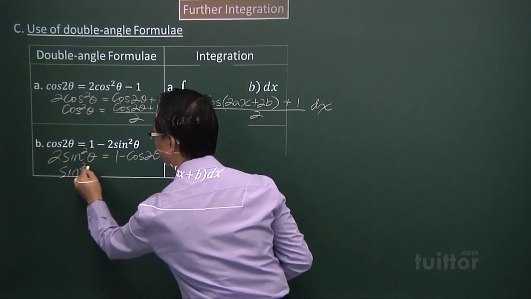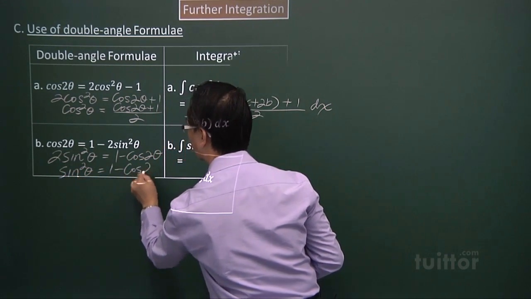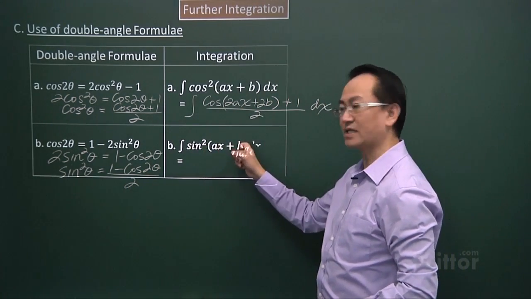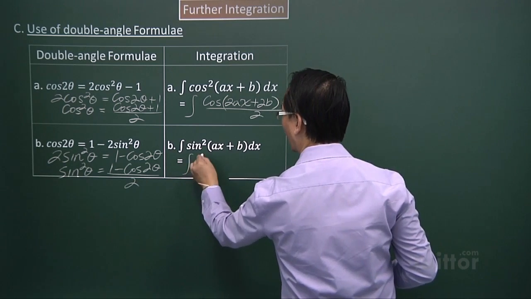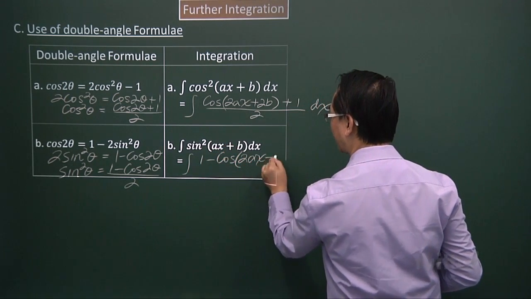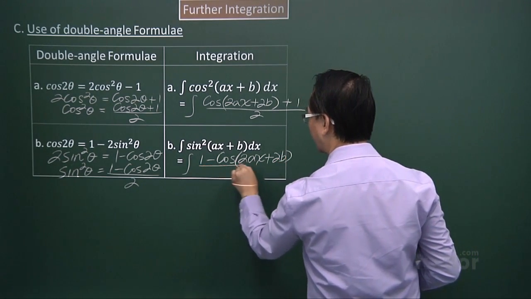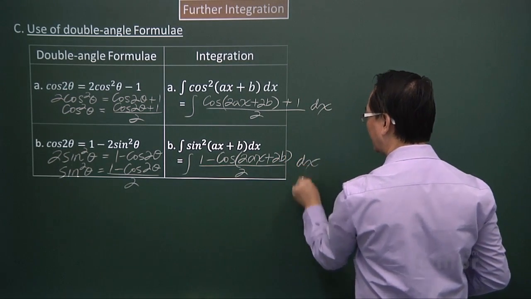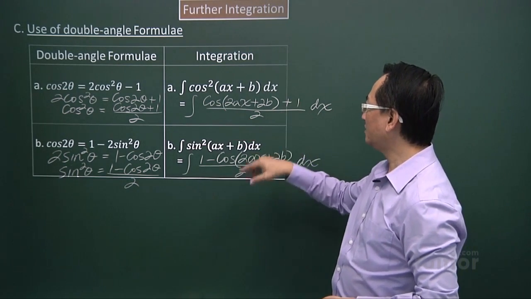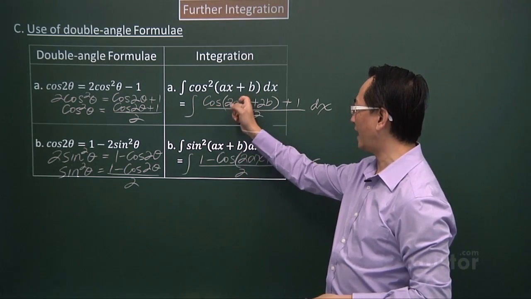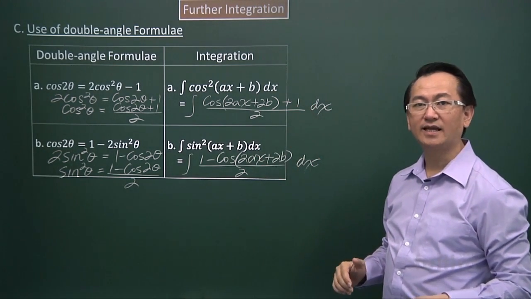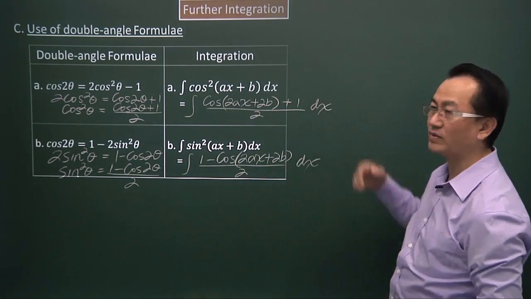Dividing throughout by 2, I have (1 minus cos 2θ) over 2, which means I have to replace this expression by 1 minus cos of double this angle, so I have 2ax plus 2b, the whole expression divided by 2, and then integrate with respect to x. If you split this expression into two parts, we have cos of the angle divided by 2, plus half. When we integrate cos, we get sine, and the half will become half x.